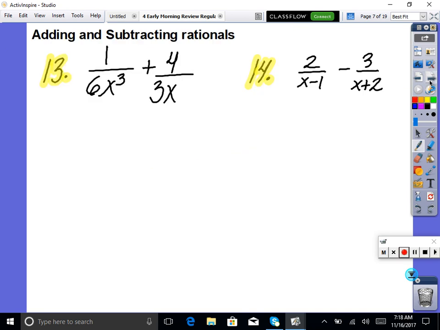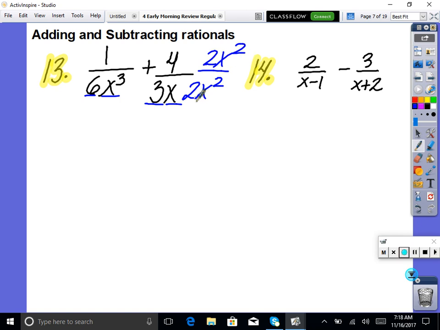Okay. All right, add and subtract. So look at this one. We need a least common denominator. So think about it, guys. Can't you make 3 a 6? Can't you make x an x cubed? So I need to make all of the denominators 6x cubed, right? So what am I going to multiply by right here? Multiply by 2x squared, 2x squared.